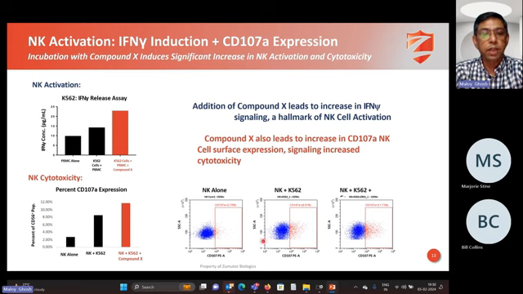We looked at other activation or cell death signals. For example, CD107 is a typical marker that you look at when the immune cells are killing the tumor cells, and we see a significant overexpression of CD107 as well.